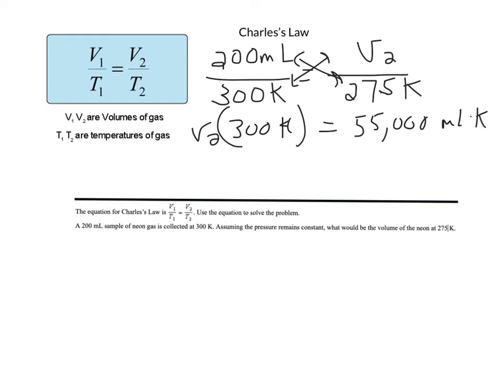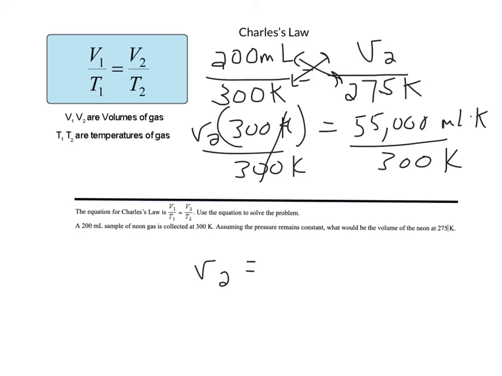And then it's just a matter of dividing out. So I'm going to divide both sides by 300 Kelvin. That's going to cancel out my Kelvin. And then after I do my math, I'm going to see that volume number 2, so the volume after, is 183.3 repeating. So I'm going to write that as 183 milliliters. So the next thing to ask myself is, does that make sense? So the gas got colder, the temperature went from 300 to 275, the volume should have got less, and it did. So that checks out.